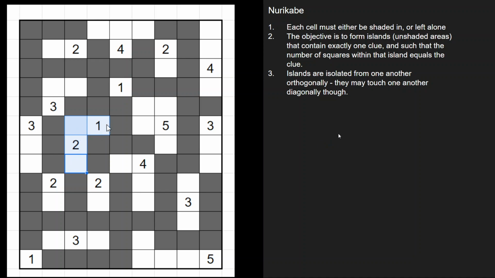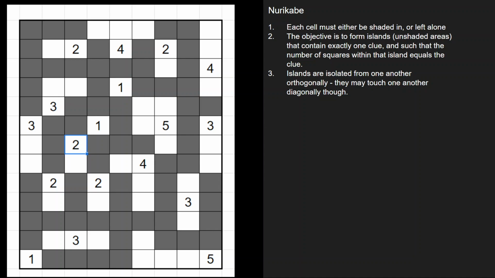These would have to be separated because an island can't contain 2 clues, and there's 4 cells in that island right now. So this must be colored in, and when that happens, you can see now the 1 is an island isolated from any other island orthogonally, and the 2 is now an island. So that's how the islands work.